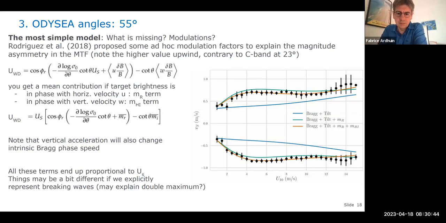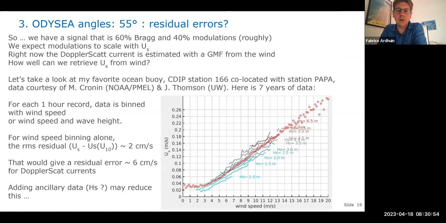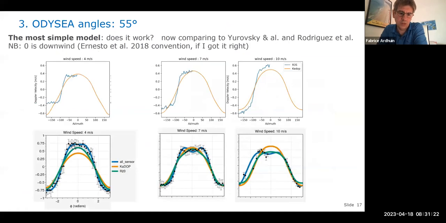But okay, if we put that under the carpet for now and just accept that maybe we have some correction proportional to the Stokes drift, then we can start thinking about what it is that we're measuring and how much it is actually correct to use a GMF based on the wind only. So right now the algorithm that is used for DopplerScatt to retrieve the current is to subtract this wave-induced Doppler by having this empirical GMF, using the wind speed and wind direction. So essentially the curves I was showing you here. So basically the blue line.